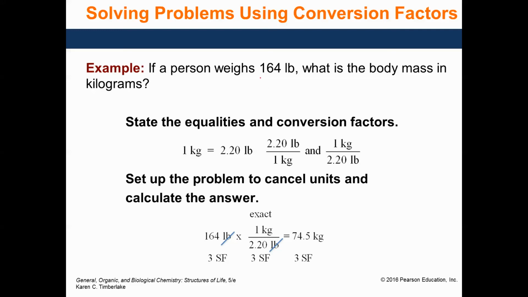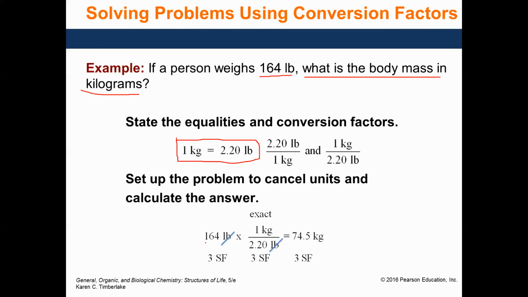The problem indicates a person weighs 164 pounds and asks us what is the mass of this person in kilograms. So the problem's asking us to convert 164 pounds into kilograms. And in order to do this, we need to know the relationship between these quantities. We can look this up in the textbook for homework assignments, or for exams, you'll be given a table of these quantities. From this equality, we can make two different conversion factors. That's these ratios shown here to the right. And how do we know which one we want to use? Well, I'll show you a simple trick.